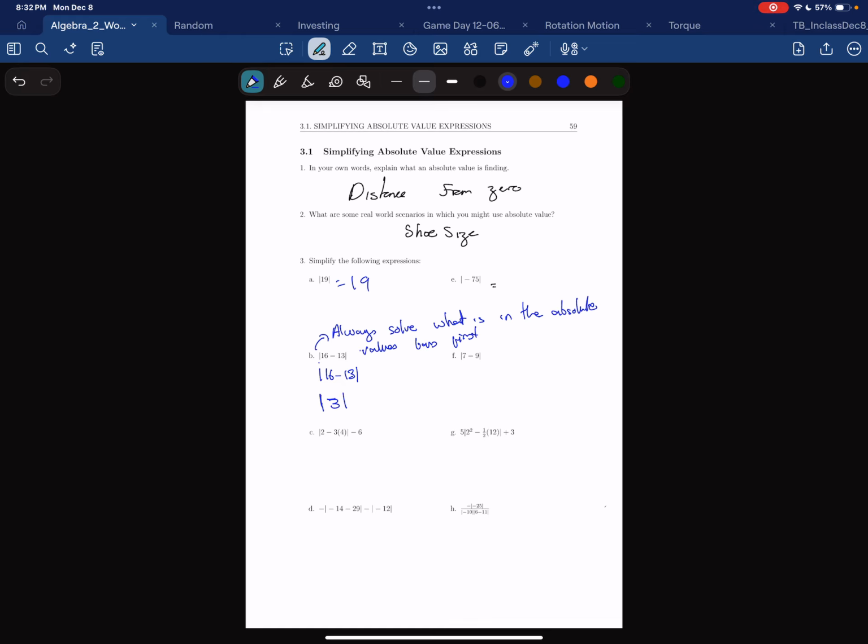I've solved what's in the absolute value bar, and then the absolute value of 3 is just going to be positive 3, right? And the same thing here. I solve what's inside first. So 2 minus 3 times 4, that's 12, right? And then outside, we've got minus 6. I continue solving what's inside the absolute value bars first. 2 minus 12 is going to be minus 10, minus 6.